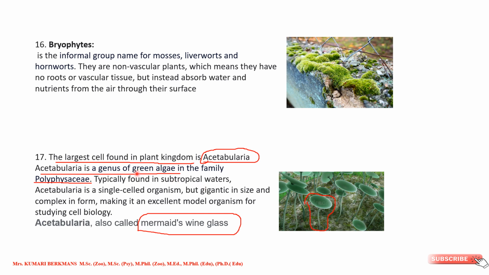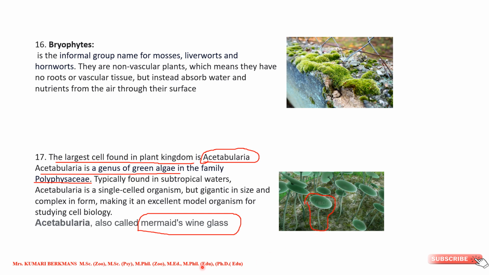So what we have seen here, Acetabularia is a genus of green algae. Only in this green algae we find the largest cell. It has another name, called mermaid's wineglass because of its appearance. And it helps to study the cell very clearly because the cell is very large in size.